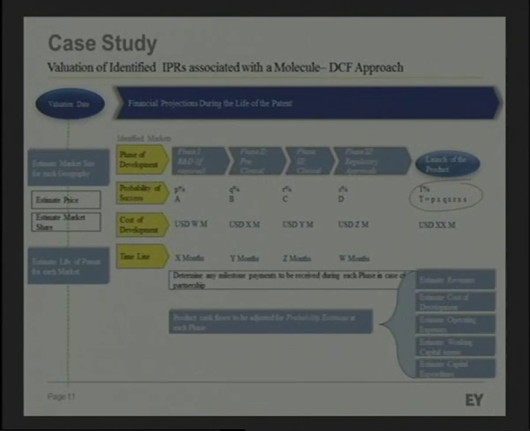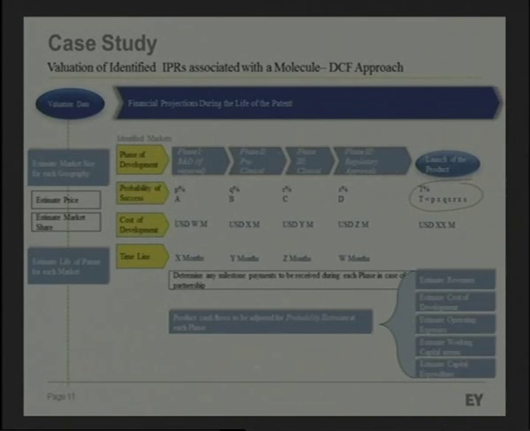So first is the phase of development that you can see. Then is the probability of success, which there are various research reports that for a particular molecule in a particular therapeutic area in certain developed regions, what are generally the range of probability success rates. Then what is the cost of development, because in the initial 4 to 6 year period, you will only incur costs because your product has not been commercialized.